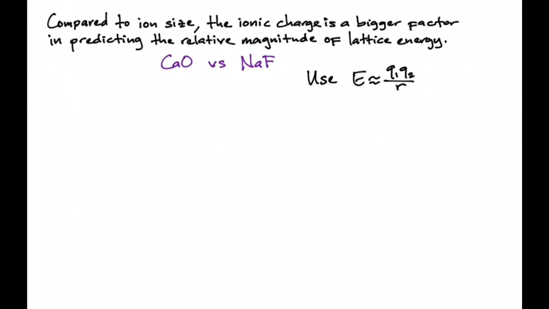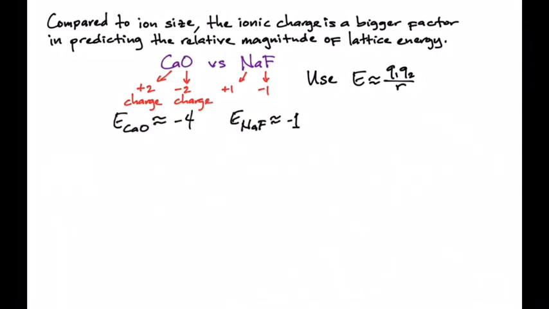So calcium oxide: calcium has a positive 2 charge, oxygen has a negative 2 charge, sodium has plus 1, and fluoride has minus 1. And so looking at Q1 and Q2 only, we can predict their relative lattice energies. For calcium oxide, the magnitude is roughly 4. For sodium fluoride, the magnitude is only 1. And so based on the ionic charges, calcium oxide has a larger lattice energy than sodium fluoride.